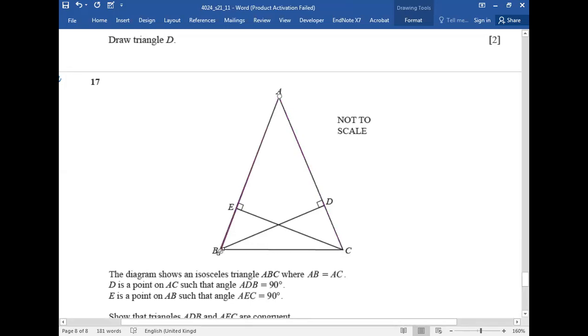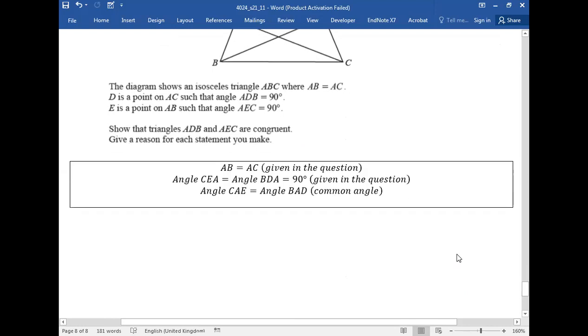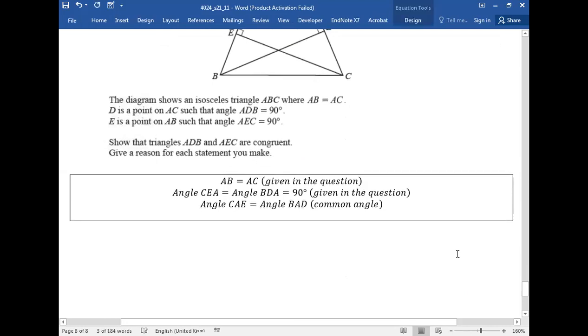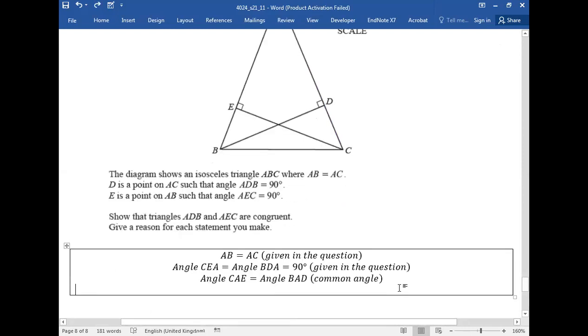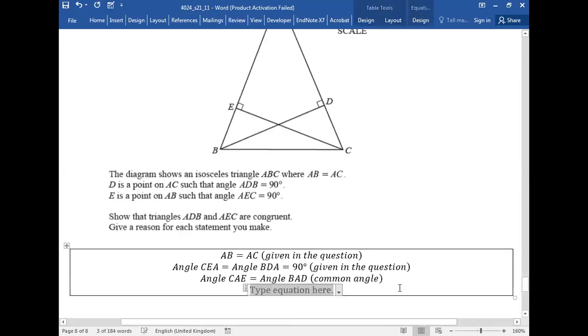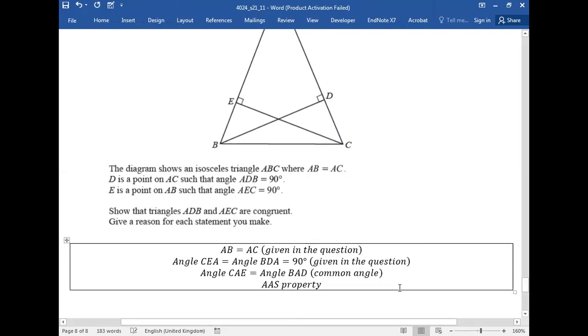Same goes for this one. One of the angles is on this side, angle A, and the other one is opposite to this side. इसीलिए अब हम कह सकते हैं कि it is a congruent triangle. And what is the property, class? Is that clear, class?